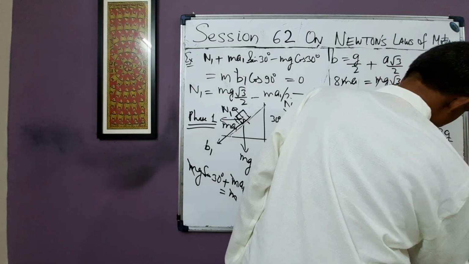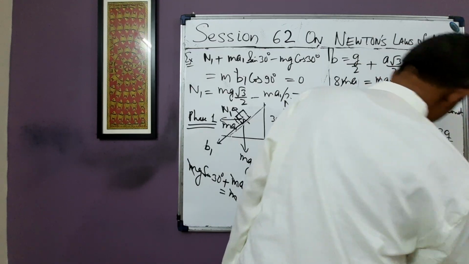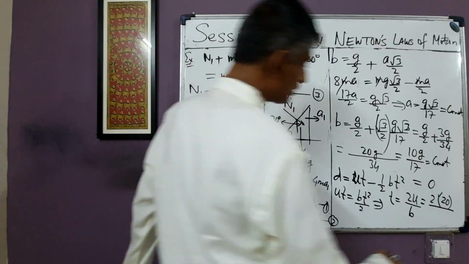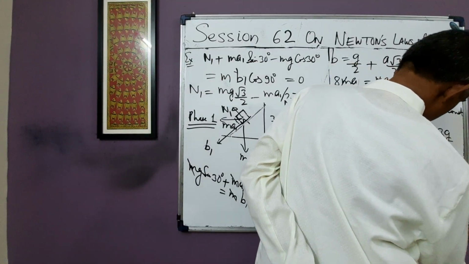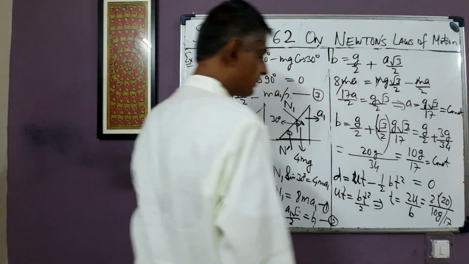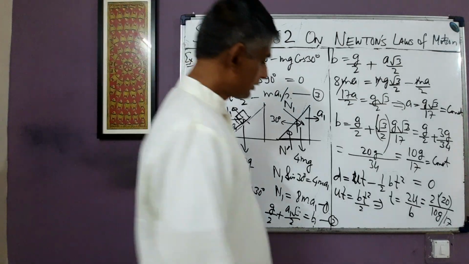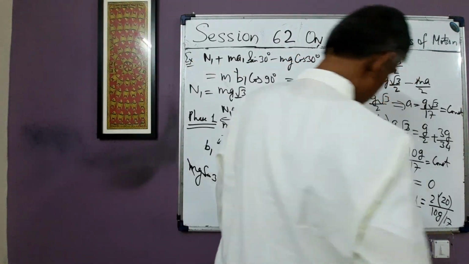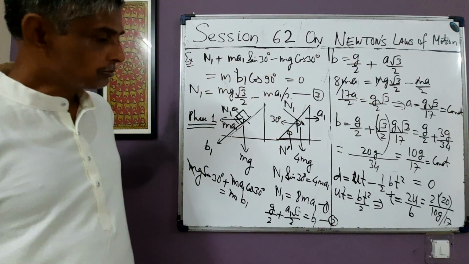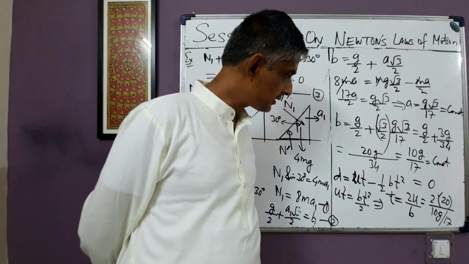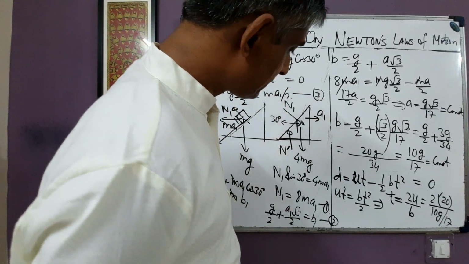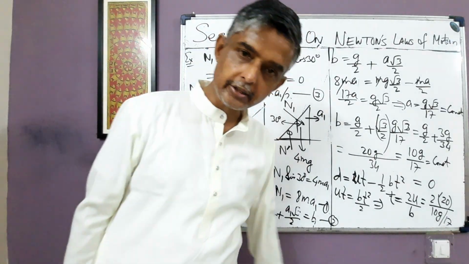2u is how much? U we have taken to be 20. And b is how much? 10g by 17. In this much time, the block will return to the lowest location of the wedge. So 2 into 20 divided by 10g by 17.